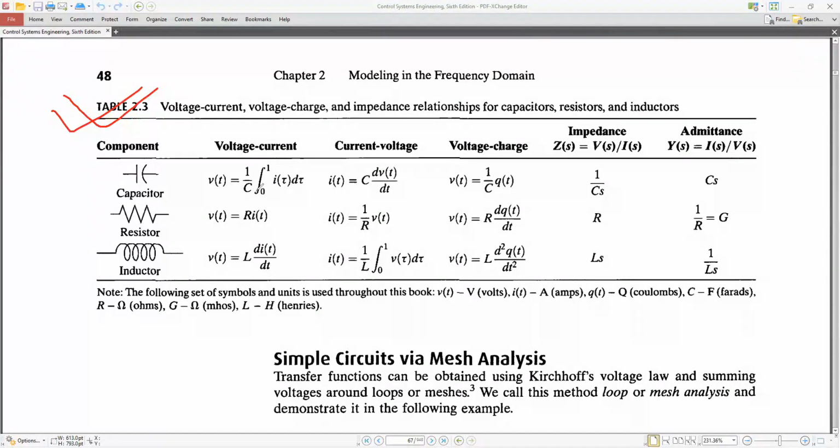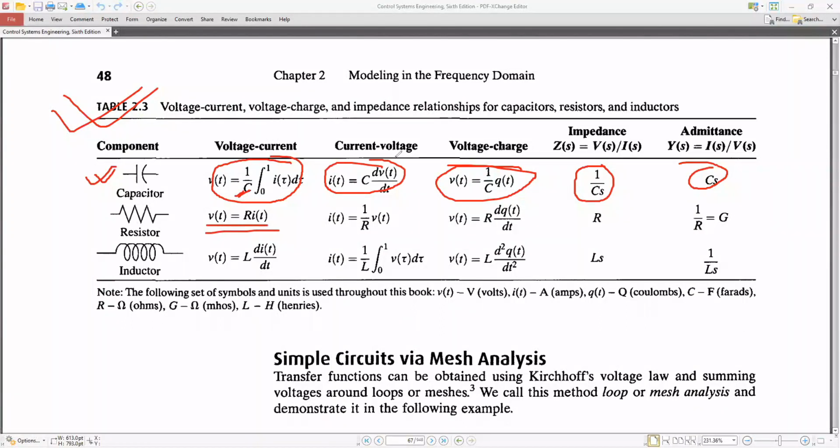See the capacitor equations. Voltage-current: v(t) equals 1/C times the integral from 0 to t of i(tau) d tau. Current-voltage: i(t) equals C dv(t)/dt. Voltage-charge: v(t) equals 1/C q(t). Impedance: 1/Cs, where Z(s) equals V(s)/I(s). Admittance: Y(s) equals I(s)/V(s). These are the equations for these relations for the capacitor C.